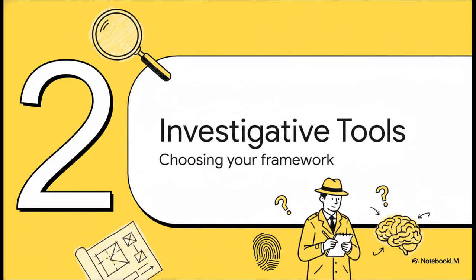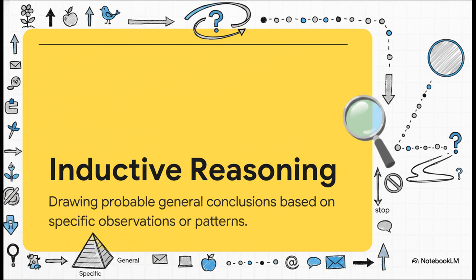Moving right along to Section 2, choosing your investigative tools. Okay, so our first major tool is inductive reasoning. This is your bottom-up logic. Basically, you spot a pattern out in the wild, and then you build a broader theory around it. It establishes high probability, but, and this is absolutely crucial to remember, it doesn't guarantee absolute certainty. There is always a chance that the very next clue you find completely breaks your established pattern.